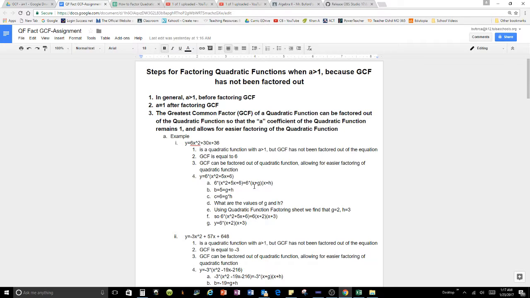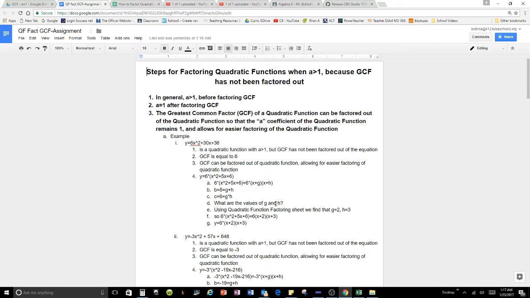So that's the only difference. To find the factors of this quadratic function that's inside here, we do it the way that we did before. In order to find g and h, remember the sum of g and h has to equal b, and b is 5, and the product of g and h has to equal c, which is 6.